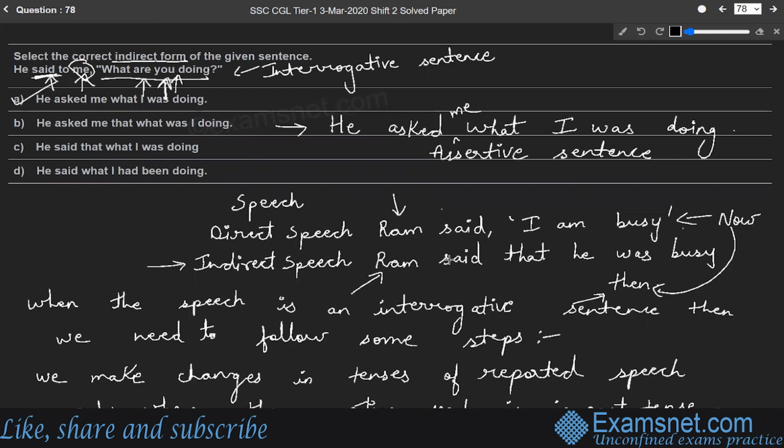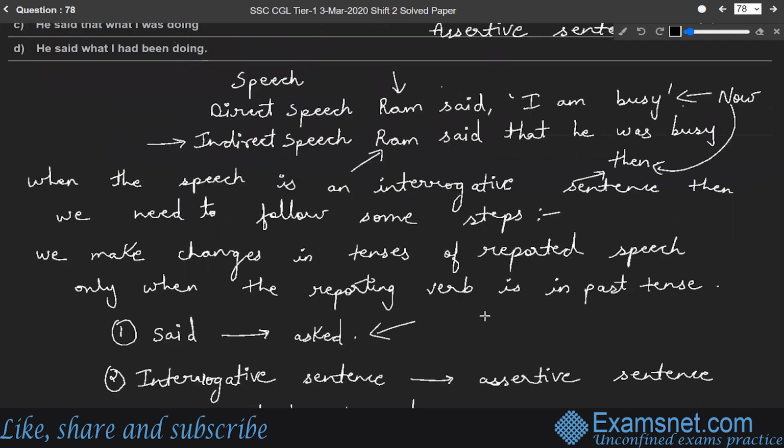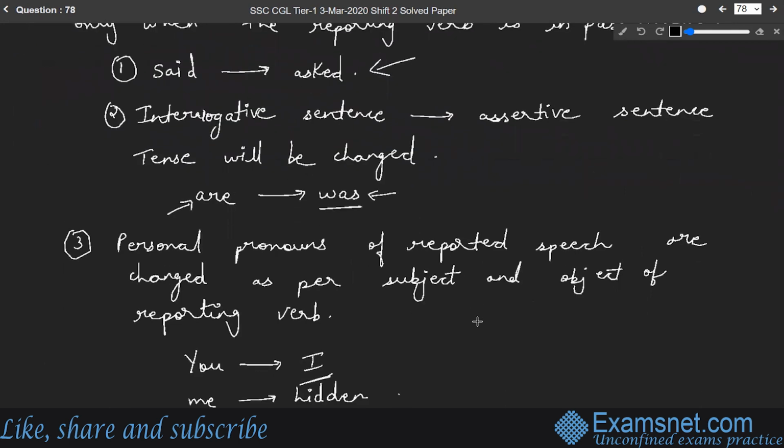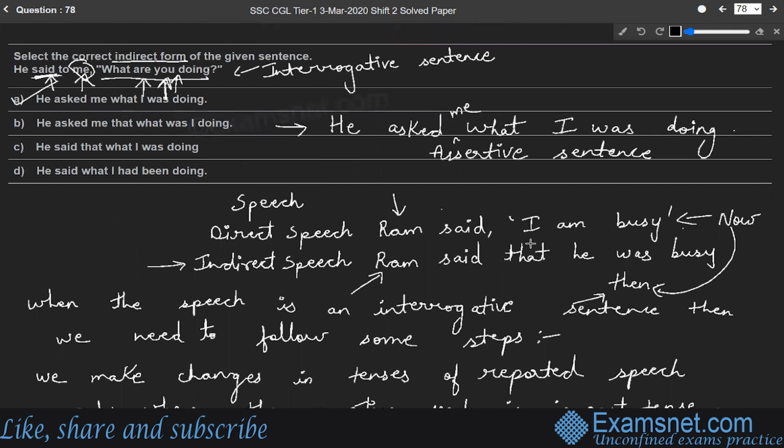I hope you are clear with this question. All you have to do is remember these basic steps when you have to convert an interrogative sentence to an assertive sentence. And remember one thing, that in this sentence, the personal pronouns are very important. Like you will be changed to I and me is an object, but as an object, it is hidden here. So that is why at last it will be, he asked me what I was doing. So I hope you are clear with this question, and the correct option here is option A.